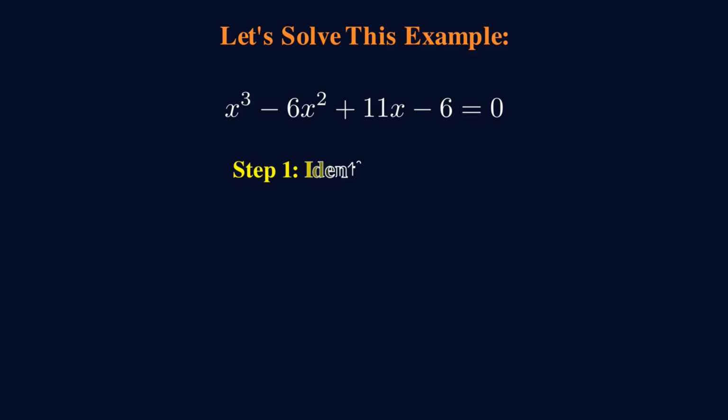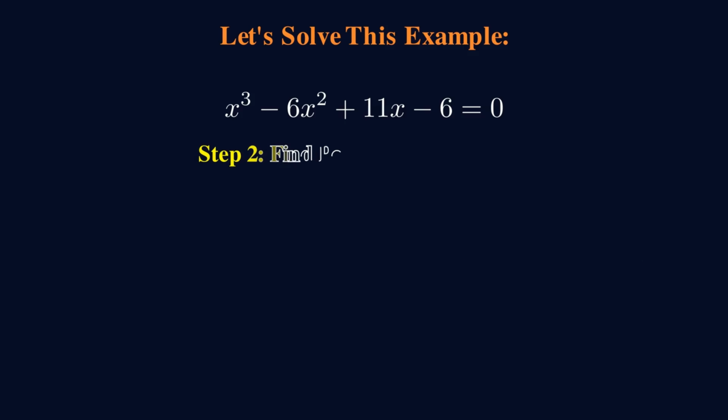The first step in Ruffini's method is identifying our coefficients. Looking at our equation, x cubed minus 6x squared plus 11x minus 6, we have a equals 1, b equals negative 6, c equals 11, and d equals negative 6. These coefficients are crucial for our Ruffini table. I'll make sure you identify them correctly.